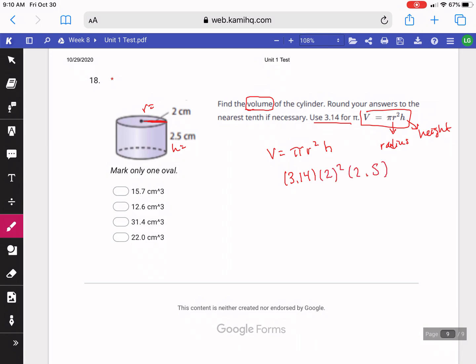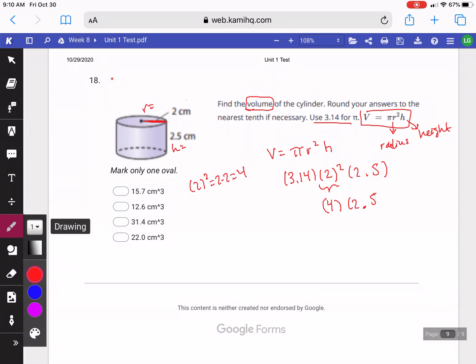Here I'm going to use PEMDAS. So 2 squared means we're doing 2 times 2, which is 4. And then here we would multiply these three numbers together. So if I do 3.14 times 4, I get 12.56. And then I can multiply that times 2.5. That comes out to 31.4. And our units when we're doing volume are actually cubic units. So it's going to be centimeters cubed.